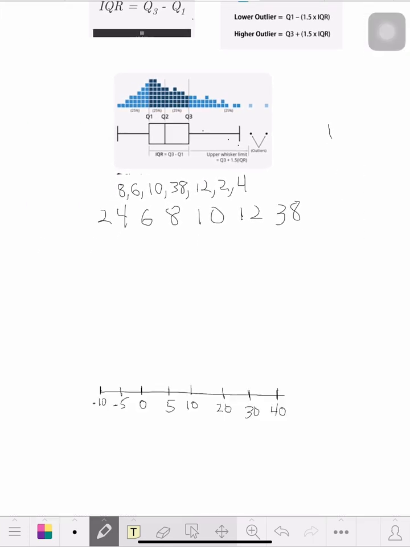Now what we're going to do, we're going to put these on a line graph, okay? So what you do first is the minimum number, okay? I just start writing these down. This is what I like to do. Minimum is 2. The maximum is 38. Now, you have to find out what Q1 is, Q2, and Q3, okay?